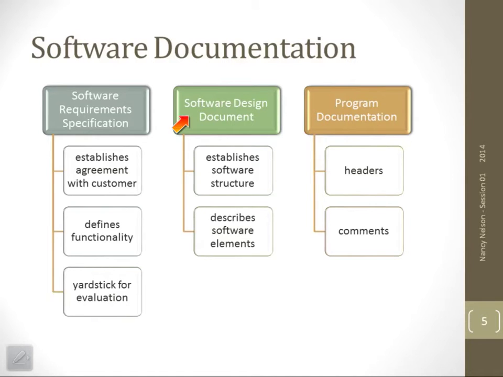The second level of design document is a design document. And this is where we're going to actually start looking at how. So this one is the what, this one is the how. We're going to establish the structure of the software. So we're going to plan out how we're going to break it into subtasks, and then we're going to describe each of those subtasks and how they work together.